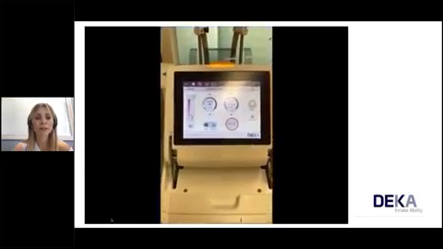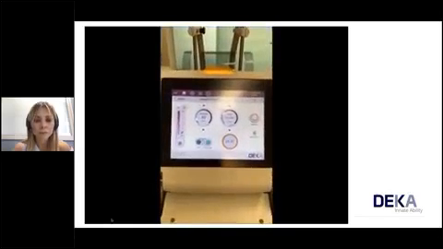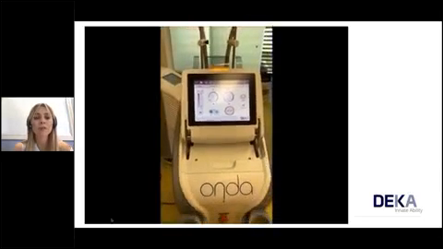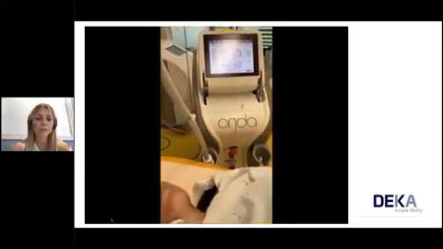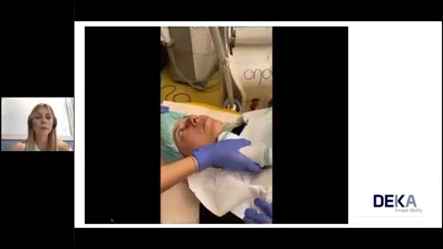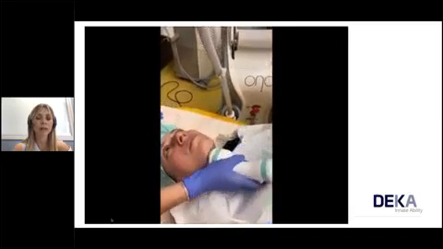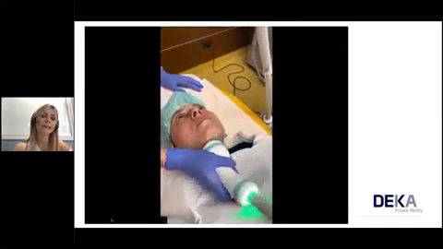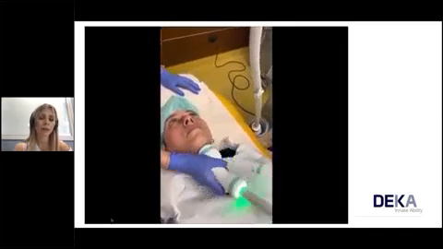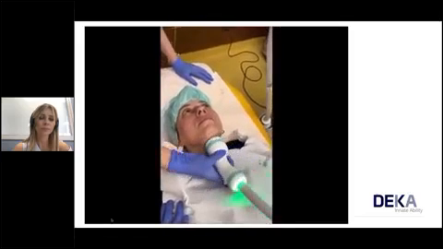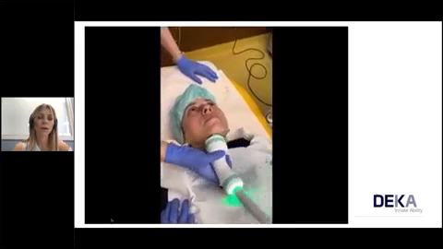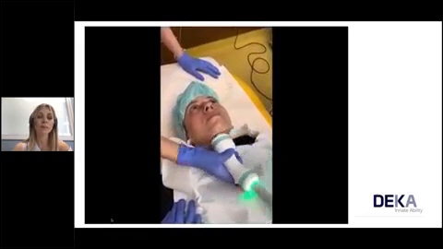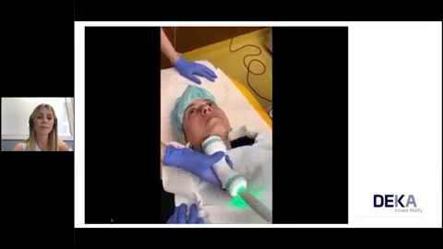These are the parameters that we have used. So 40 watts and 50,000 joule. So we continue to perform the treatment until we have completely delivered the dose. You can see the patient, she does not feel pain. The treatment is painless.